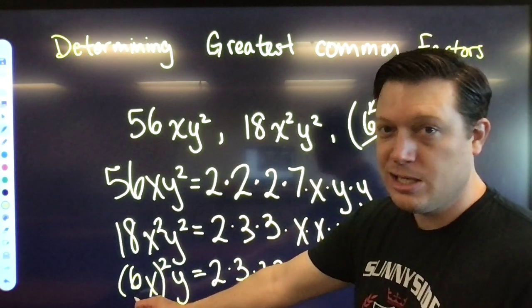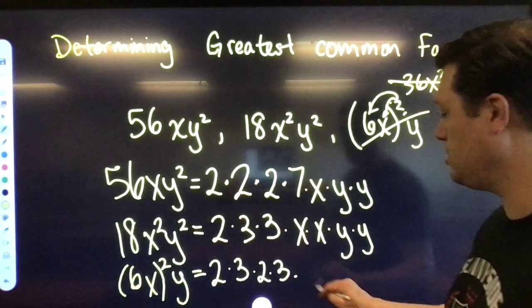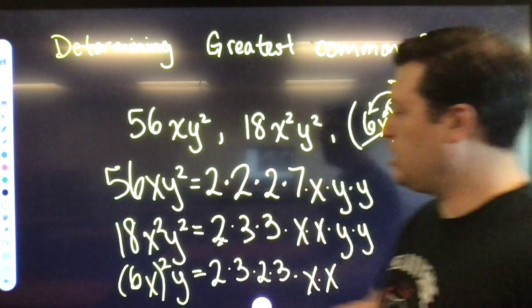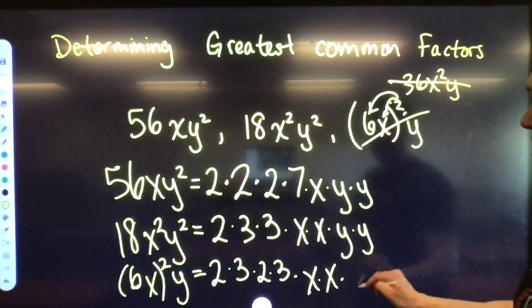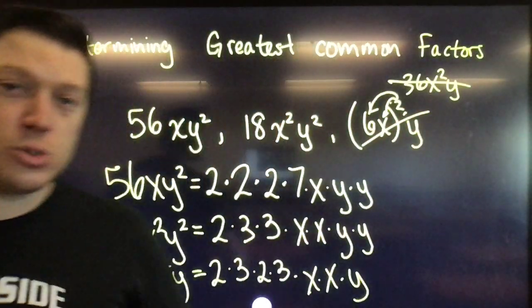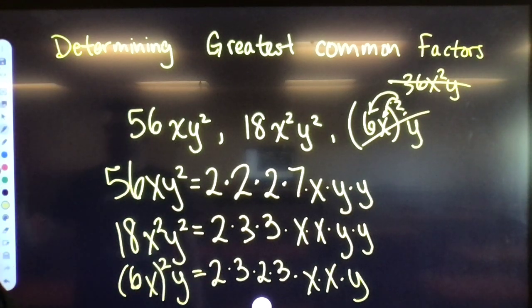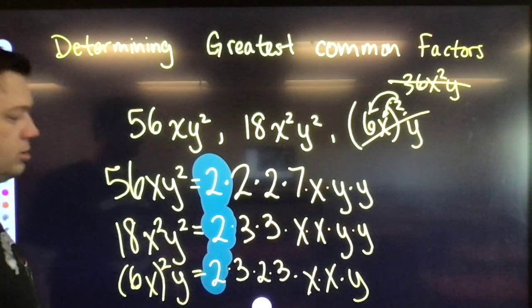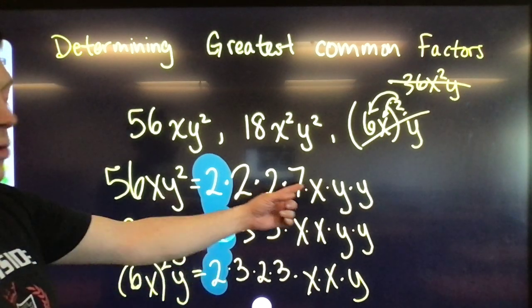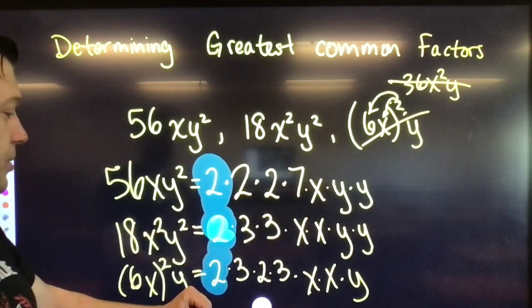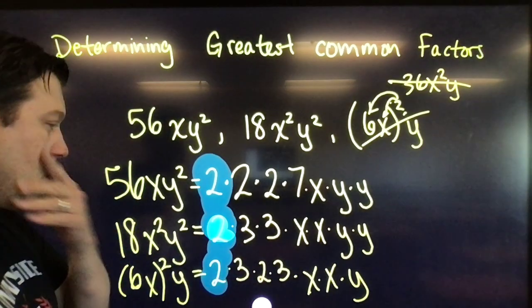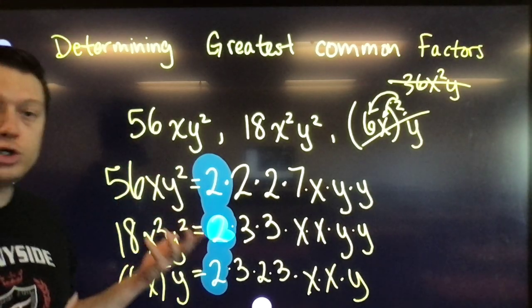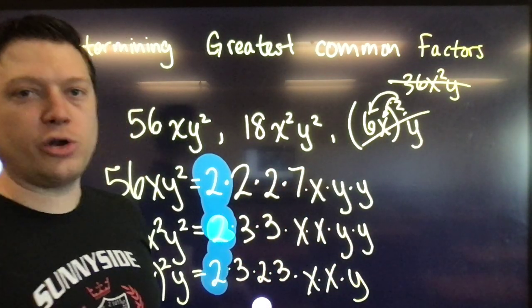That's the 6 squared. Then we have x written twice because it's x squared, and then just a single solitary y. If you look at the prime factorizations, what's common among all of them? Let's see if I can highlight this. We have 2's. There are no 3's in this top row, so 3's are out. I know there are double 3's elsewhere, but there's only one 2 in the 18. So 2 is the number in the greatest common factor.